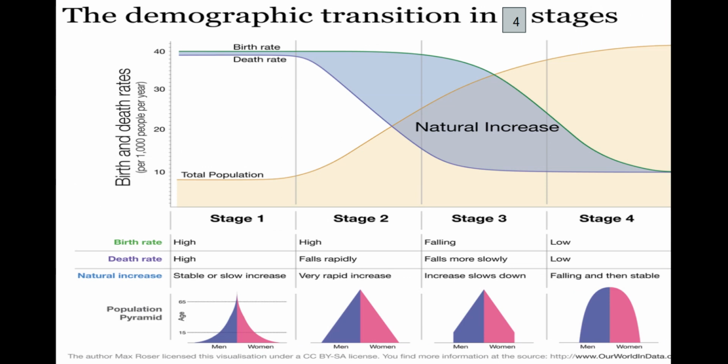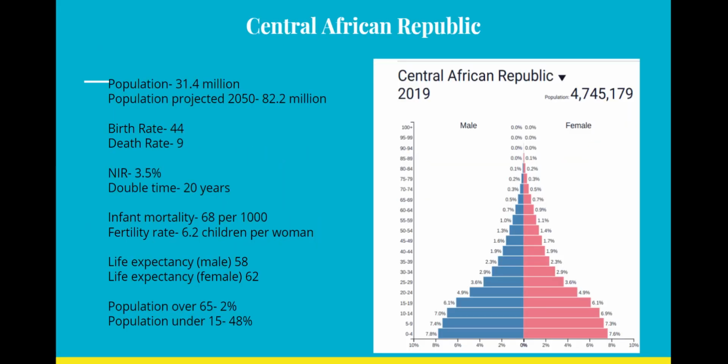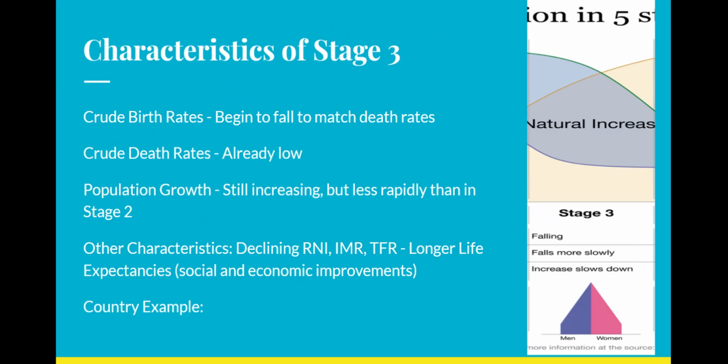All right, so now we're going to think about stage 3. So I like to go back to this big one just to talk about it a little bit. In stage 2, we saw the death rate begin to fall. What we see happening in stage 3 is that the birth rate starts to fall to match the death rate. So that's probably one of the most important facets of stage 3: falling birth rate to match the death rate. And population is still going up, maybe not quite as rapidly as in stage 2, but still significantly going up.